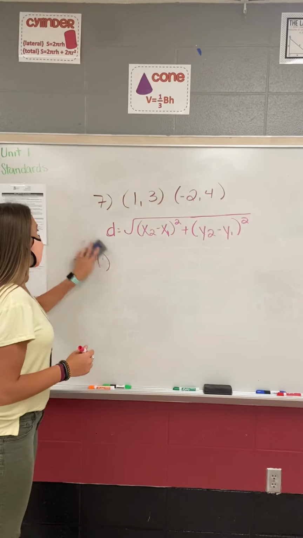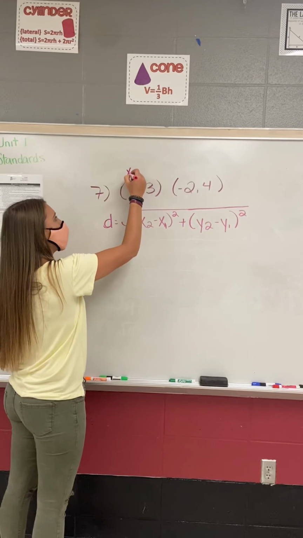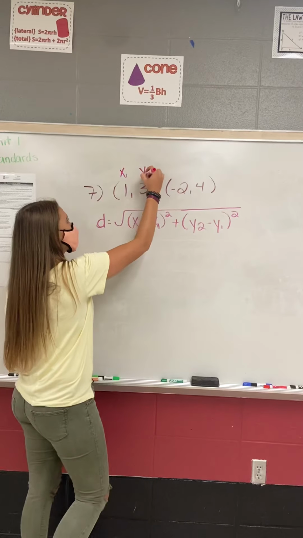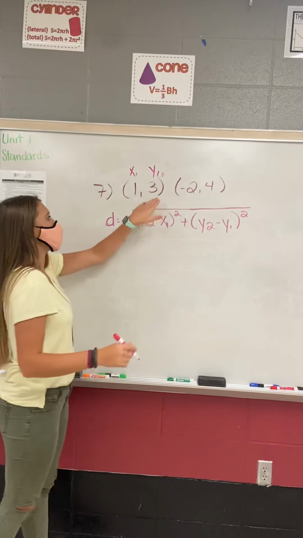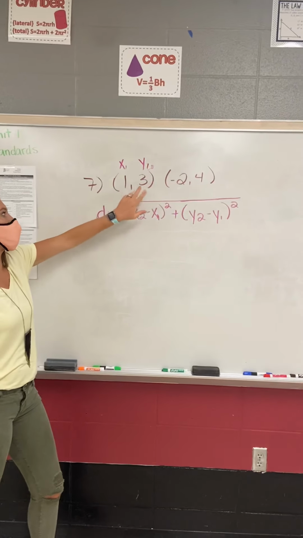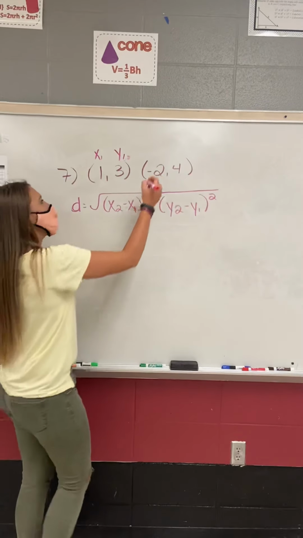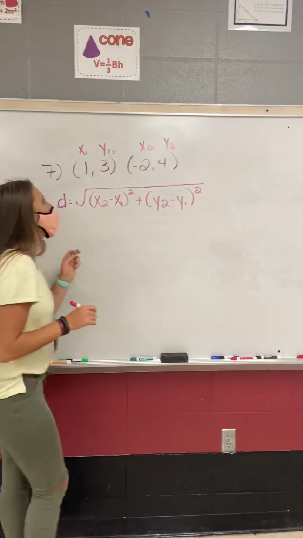So here I'm gonna go through and label. This is my first x, so I'm gonna label it x1. That means it's my first x. Here is my next one, y1, I'm sorry. This is y1 because it's my first y. Okay, my x and my y. This is an x and this is a y, but it's the second point. So this is gonna be my x2 and this is gonna be my y2.